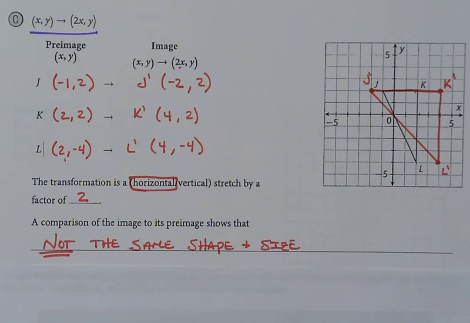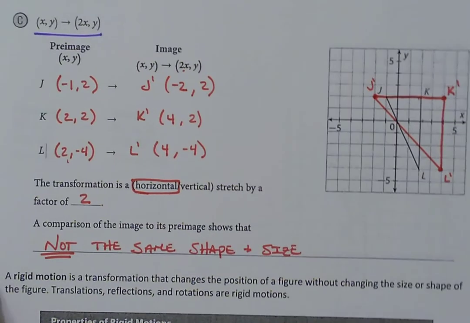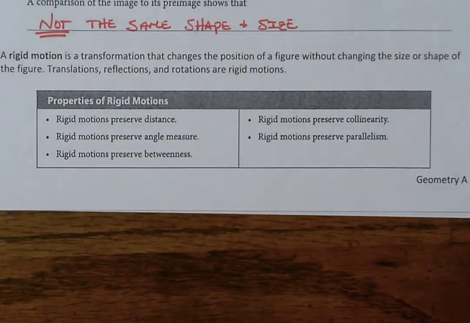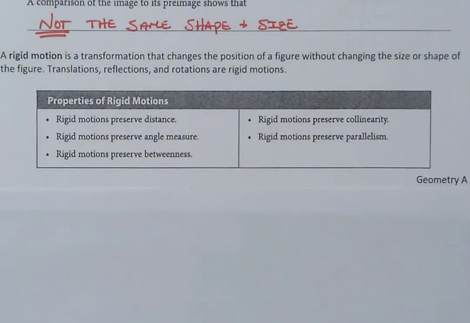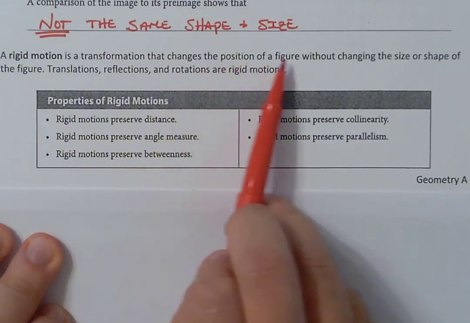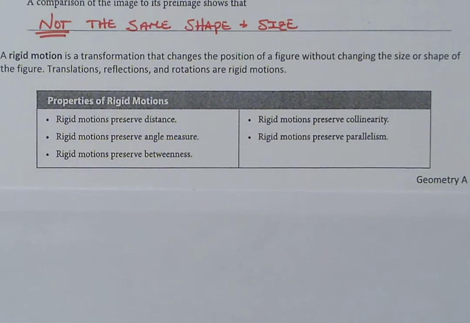All right, so moving on, let's next take a look at rigid motion. Rigid motion is going to be an idea that carries throughout Unit 1. Now, rigid motion, let me move this up here for you. A rigid motion is a transformation that changes the position of a figure without changing the size or shape of the figure. Hence, why I kept asking if it changed the shape or size, because that's going to relate to rigid motion.